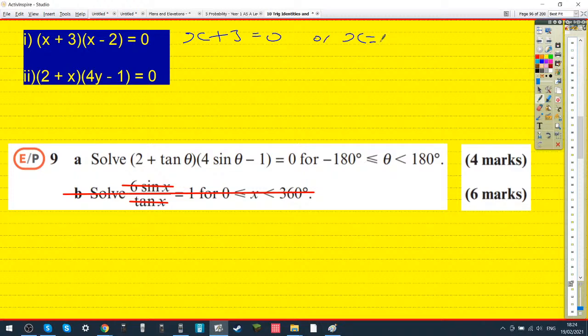Okay. Yeah. So x is minus 3 or 2. That's it. That's from old GCSE. Okay, part 2. So minus 2. And y is 0.25, a quarter.